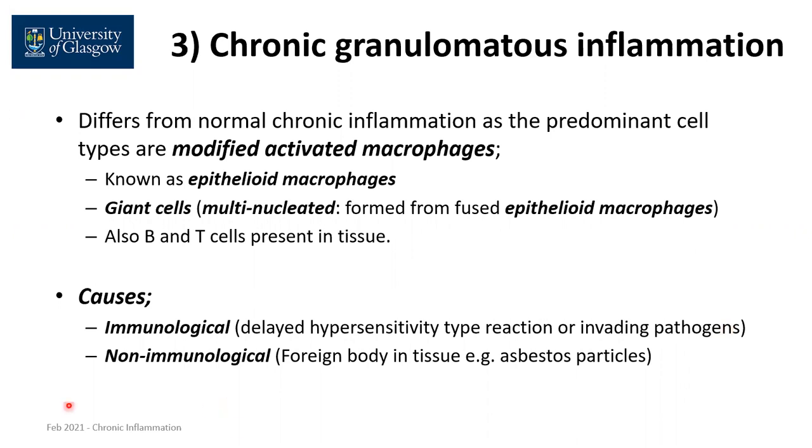On the other hand, they can also be non-immunological in nature. So again, these can be foreign bodies within tissues. A good example, particularly probably not nowadays, given that asbestos is no longer present in buildings, but asbestos particles can, if they get into, let's say, lung tissue, granulomas will form around these asbestos particles, preventing them from spreading.